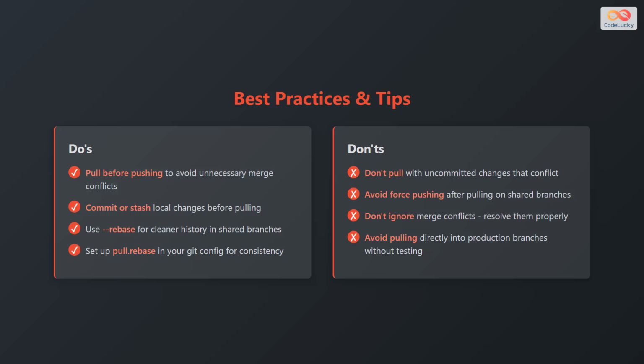Here are some best practices and tips for using Git Pull. Always pull before pushing to avoid unnecessary merge conflicts. Commit or stash your local changes before pulling. Use rebase for a cleaner history in shared branches and set up pull.rebase in your Git configuration for consistency. Avoid pulling with uncommitted changes that conflict and avoid force pushing after pulling on shared branches. Do not ignore merge conflicts. Resolve them properly and avoid pulling directly into production branches without testing.